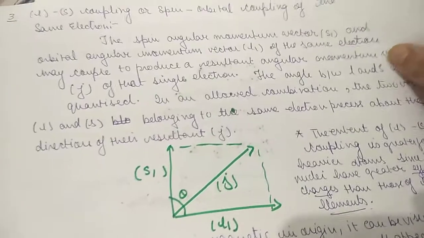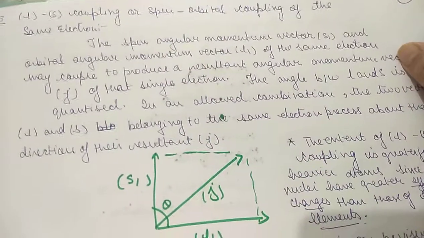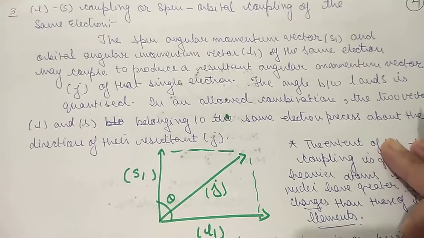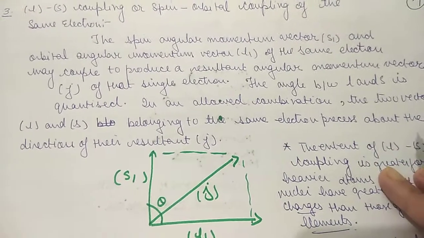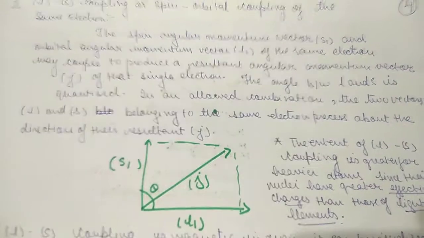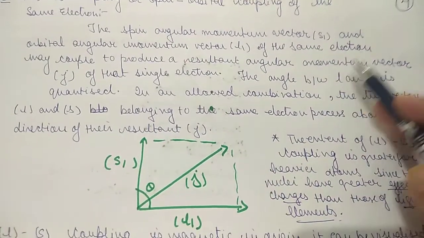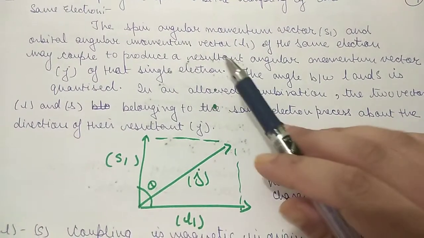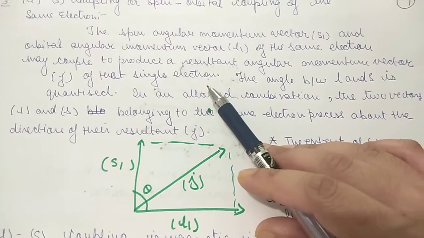And the third type of coupling is LS coupling, or spin-orbital coupling of the same electron. Now the spin angular momentum vector S1 and orbital angular momentum vector L1 of the same electron may couple to produce a resultant angular momentum vector J of that single electron.